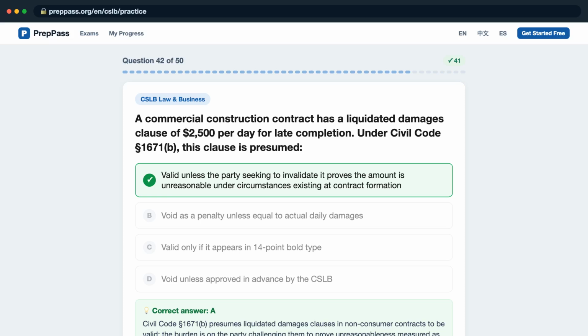Civil Code Section 1671(b) presumes liquidated damages clauses in non-consumer contracts to be valid. The burden is on the party challenging them to prove unreasonableness, measured as of the time of contracting. Consumer contracts under Section 1671(d) are treated more strictly.